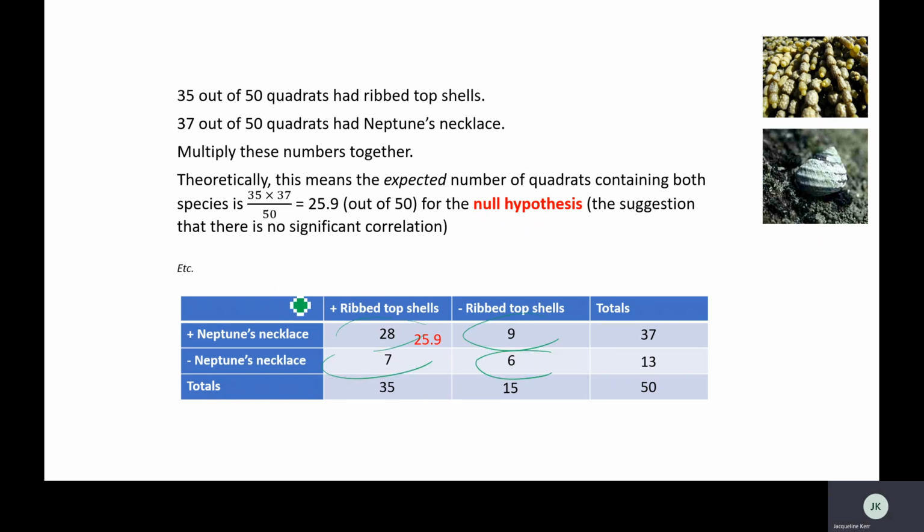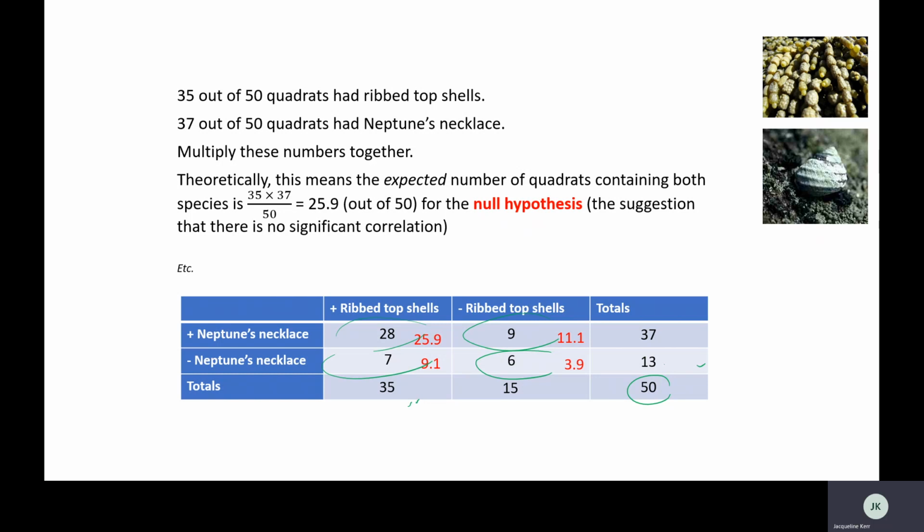I need to take the number from the end of the row and the bottom of the column, multiply them together and divide by total quadrats. So I can fill in the rest then. So that's 13 times 35 over 50 is 9.1. 15 times 37 over 50 is 11.1. And 15 times 13 over 50 is 3.9. So they would be the expected number of each quadrat.